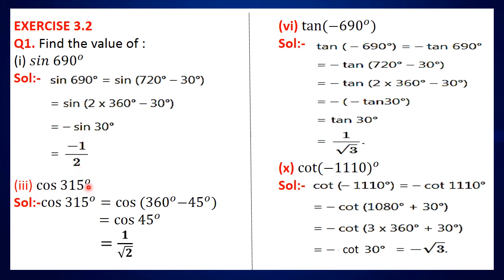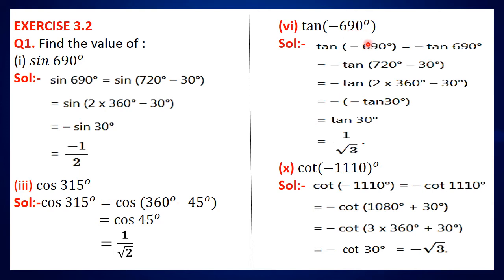Next one, cos 315 degree. Cos 315 degree can be written as 360 degree minus 45 degree. So cos 360 degree minus 45 can be written as cos 45 degree, and 315 lies in the fourth quadrant where cos is positive. So it is 1 upon root 2.